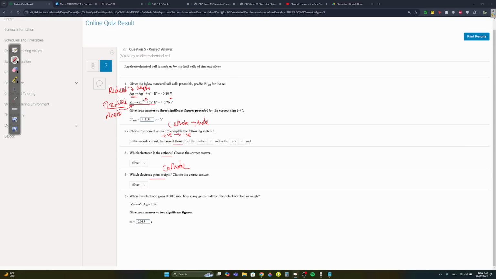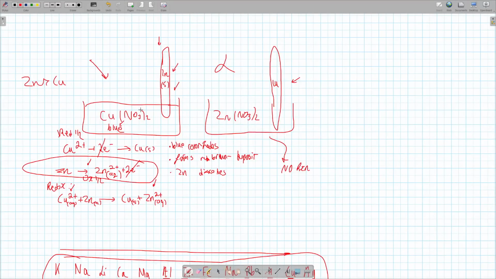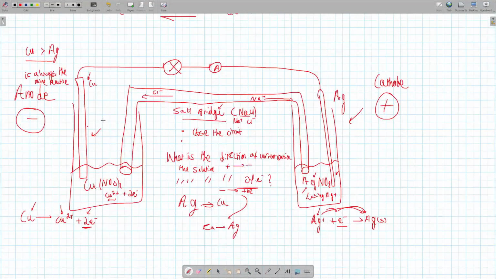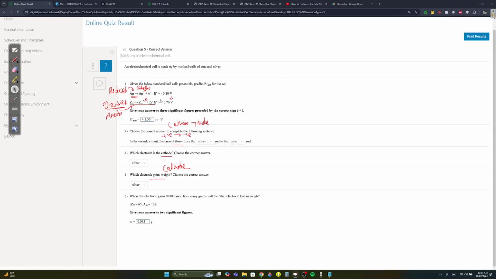Let me go back to the drawing. Here, with these two, the anode was CuNO3 and the cathode was AgNO3. I told you that this rod, the Cu rod, will begin to dissolve and release ions. It was solid and it will release ions. And then here, the Ag would turn from ions into the solid. So its rod will actually begin to increase in weight and size. So the one that gains weight is always the cathode.